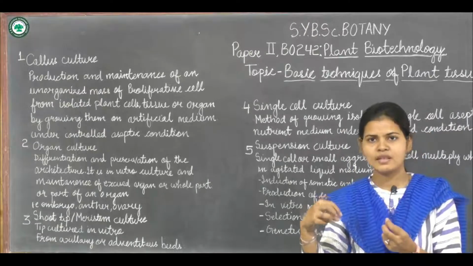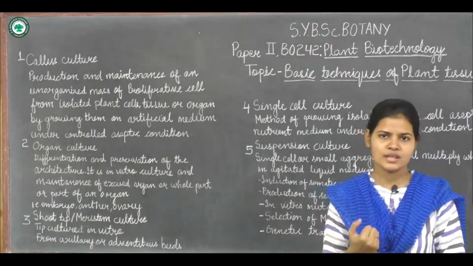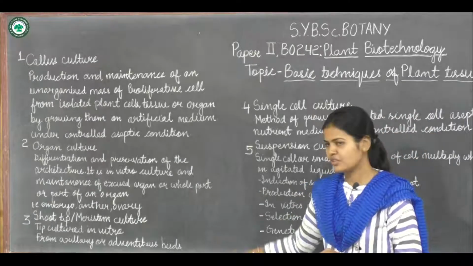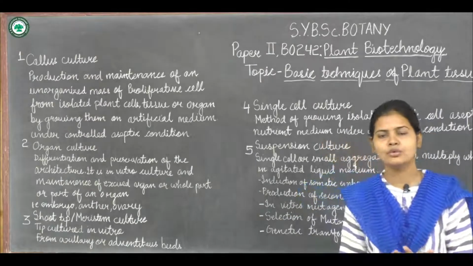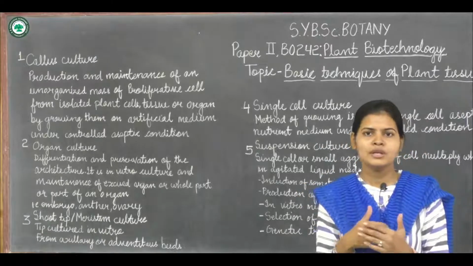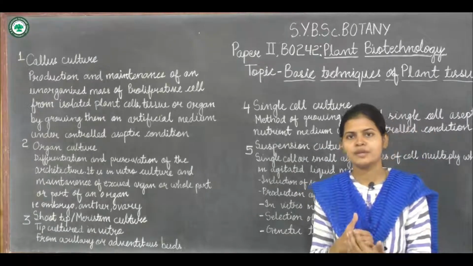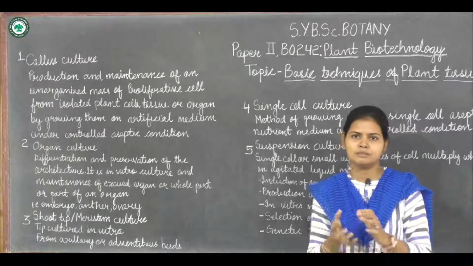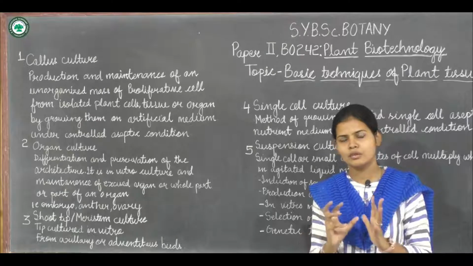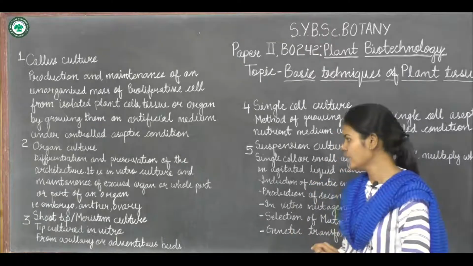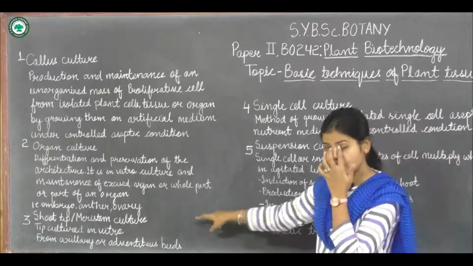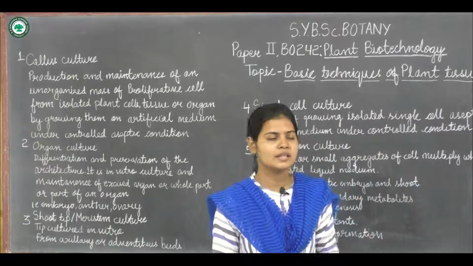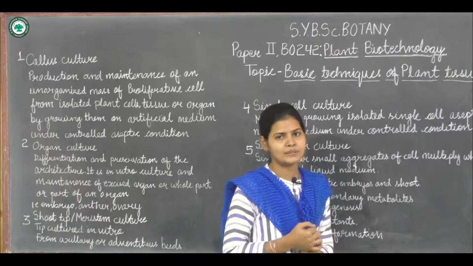As these are the regions where continuous division is taking place, we are going to take the axillary bud or the adventitious bud and allow it to grow on a medium. From that particular part, the complete organ or specific part can be grown. So this is called shoot or meristem culture, because we are taking the meristematic cells, the continuously dividing cells, to grow a complete plant.